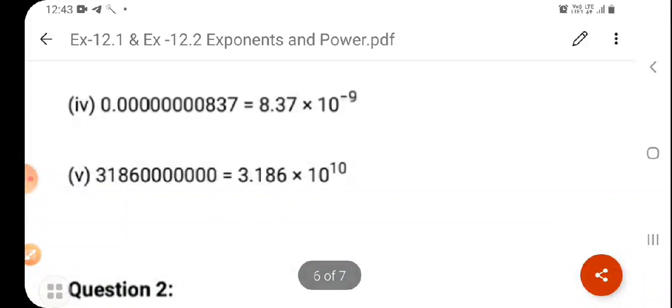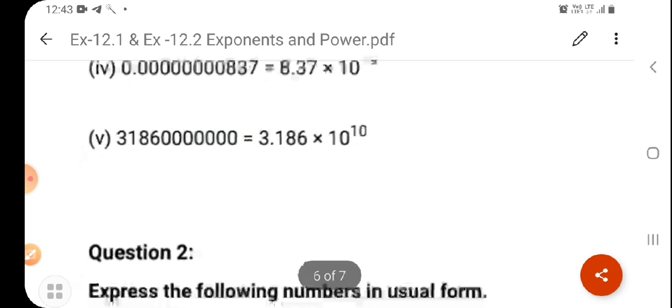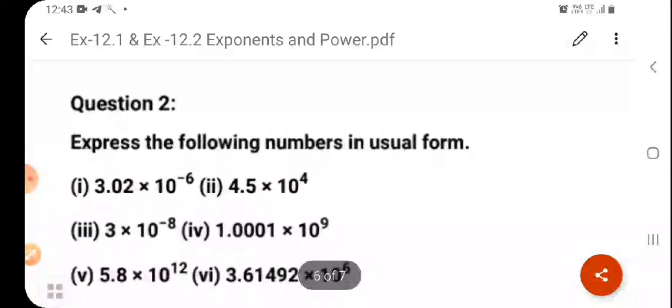This is how we have to shift the decimals or put the decimals and make the zeros in the 10 to the power form, in the exponential form. Express the following numbers in usual form. Here the standard form is given, and we have to change it into usual form.